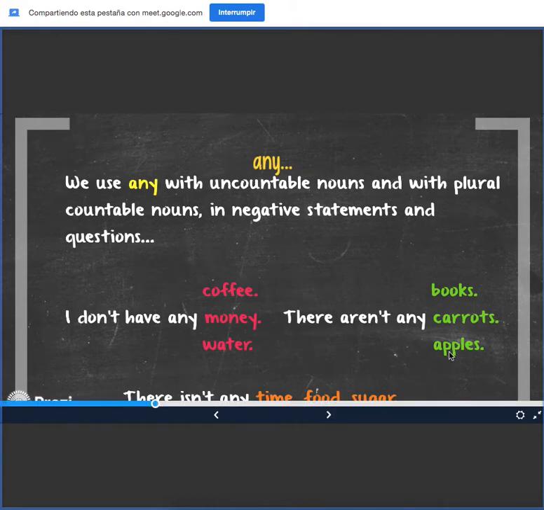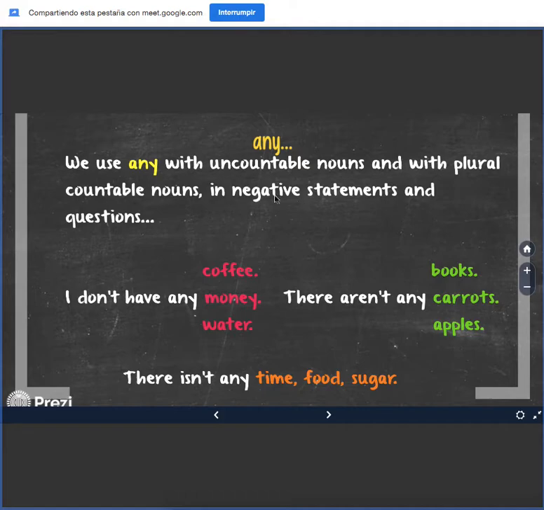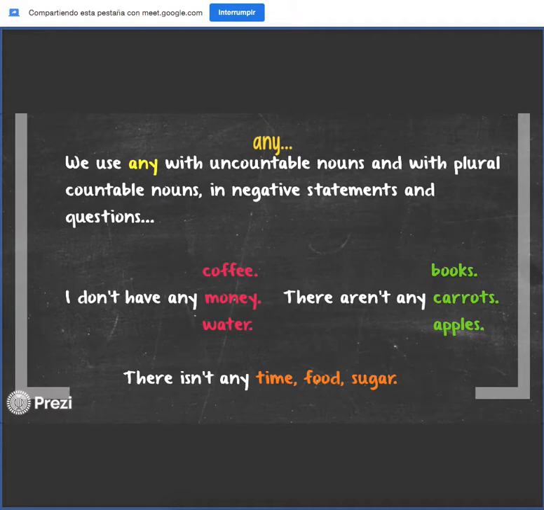Any. So, what happened with any? Samu, can you please help me reading the first part of this slide? Uy, Miss, casi prendo la cámara. What? The first part, any. We use any with uncountable nouns and with plural countable nouns. Negative statements and questions. Thank you.